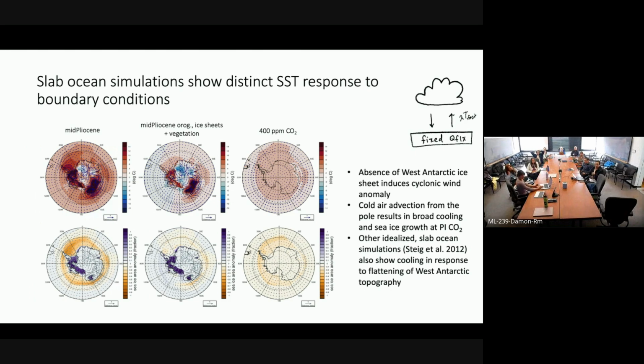This leads to an enhancement or growth of sea ice in that area, which can further cool the sea surface through the sea ice albedo feedback. And I just want to point out that other idealized slab ocean experiments where they've flattened that West Antarctic topography have also given us broad cooling as a result of this kind of cyclonic wind anomaly. It's a bit difficult to see here, but these wind vectors are advecting equatorward from the polar cap.